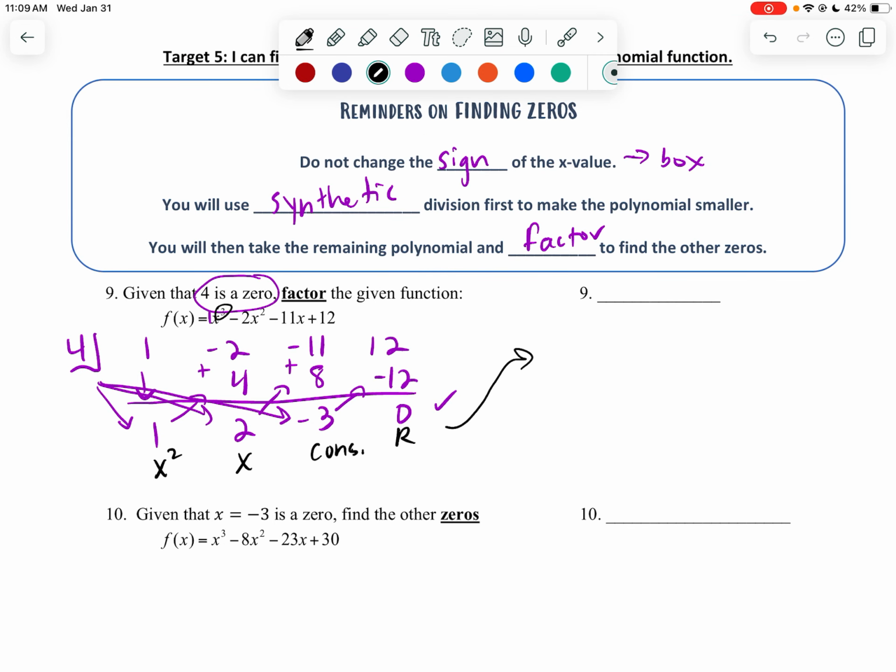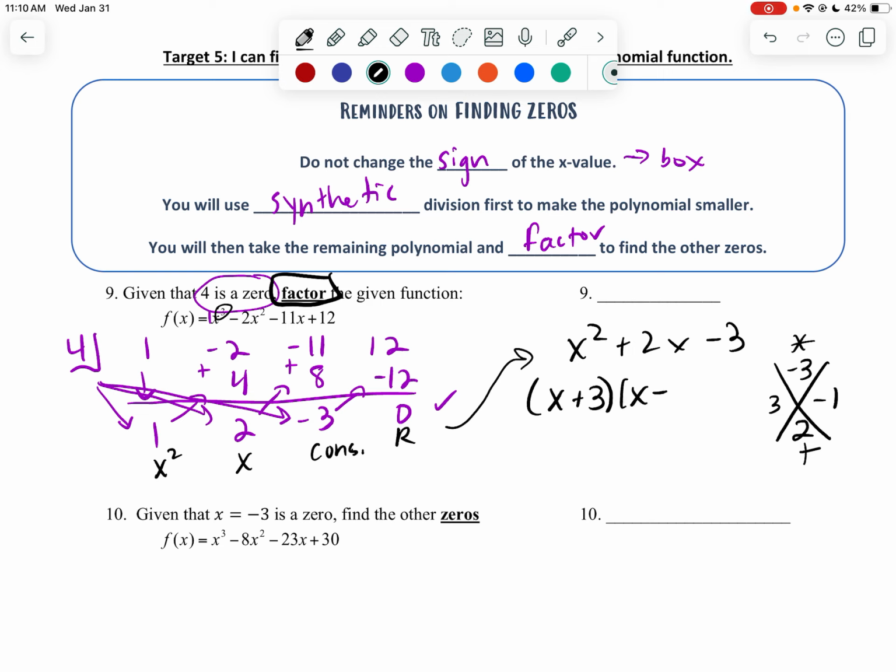But we're not done. So this is x squared plus 2x minus 3. Now the question here is saying factor. So I'm going to factor this. I want what multiplies to negative 3 and adds to 2. So that'll be 3 and negative 1. So that's x plus 3, x minus 1.